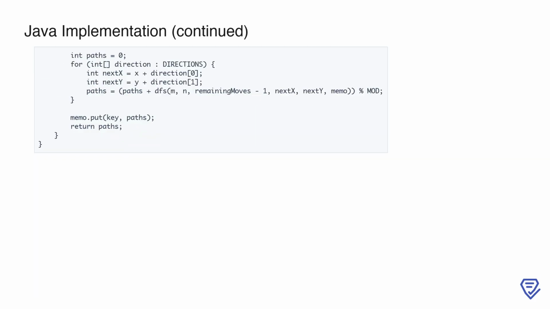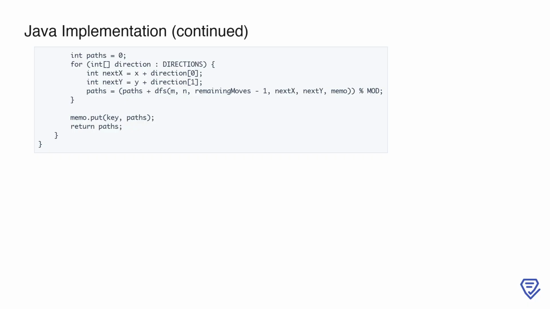Now, to calculate the total number of paths, we initialize a variable paths to 0 and iterate over each possible movement direction using the directions array. For each direction, we calculate the next position by adding the direction offsets to the current coordinates. We then make a recursive call to the DFS method, reducing the remaining moves by 1 and passing the updated position. The result of each recursive call is added to the paths variable, and we use the modulo operation to ensure the value stays within the bounds of our defined mod.